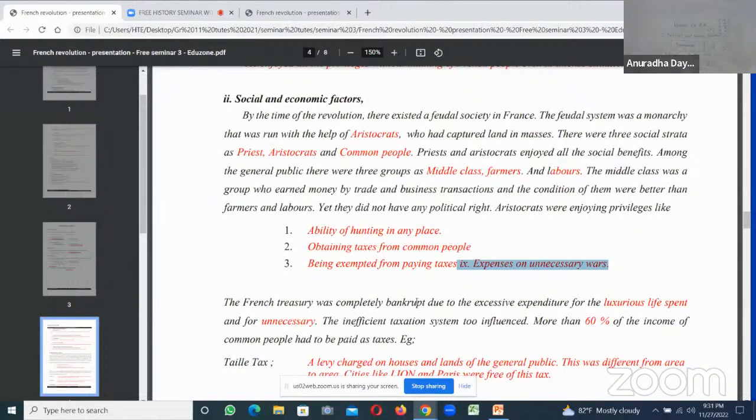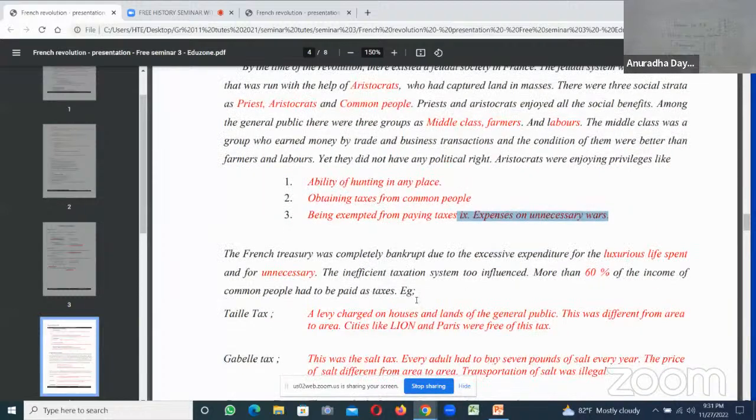So what is the tail tax? The levy charged on houses and lands. This was different from area to area. Cities like Lyon and Paris were free from this tax. So I told you, only the poor, that means middle people, got these taxes, and the rich people were exempted. They were not obtaining any taxes from the landowners and the priests.